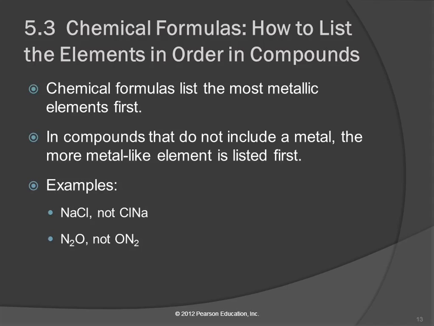In general, chemical formulas are going to list the most metallic elements first. So if there's a metal, that one will come first. If you've got two nonmetals, then the one that's closer to the metals in the periodic table will generally be first. So if we look at sodium chloride, we always put sodium first and then chlorine. We don't ever write the chlorine first and then the sodium. Why? Because we decided to do it that way.